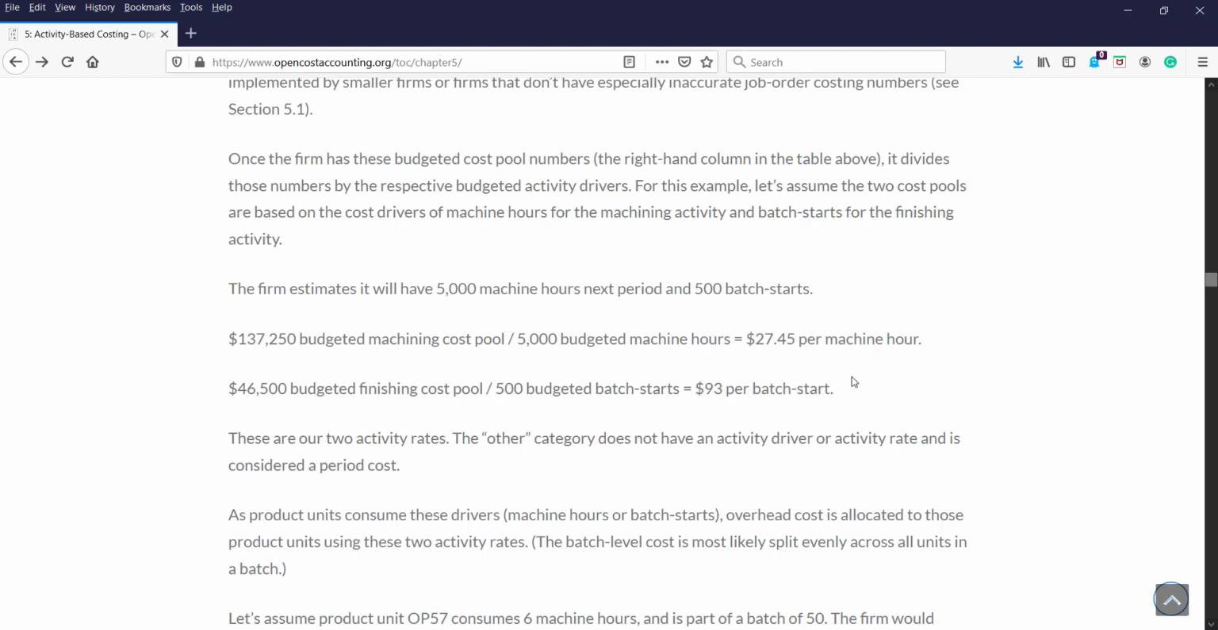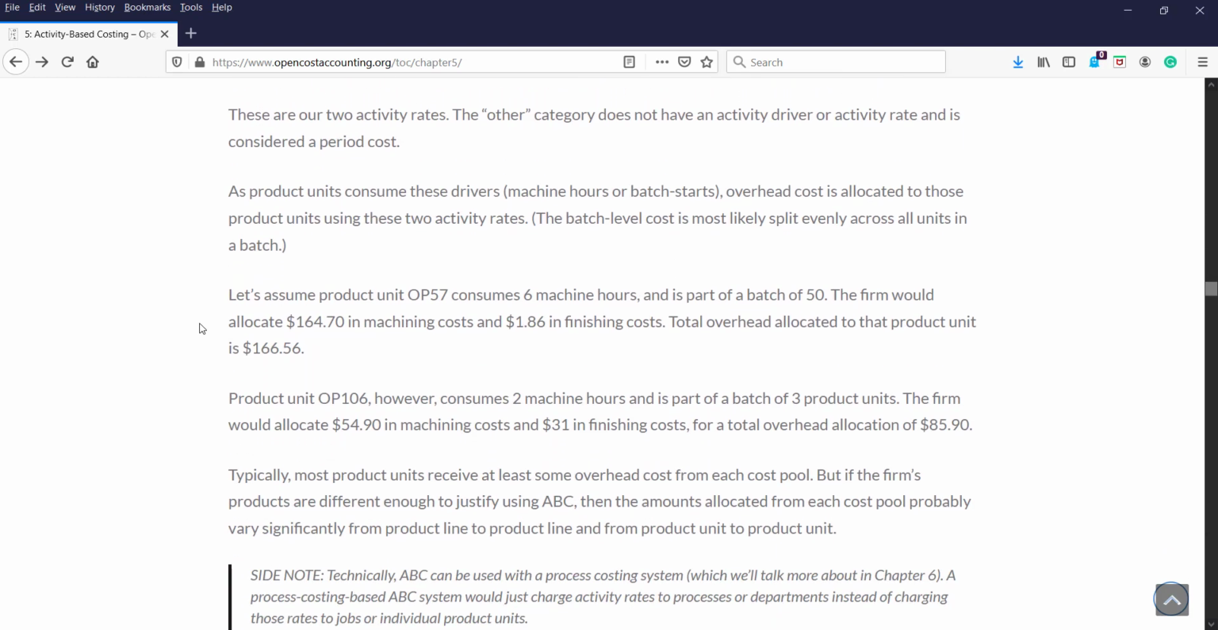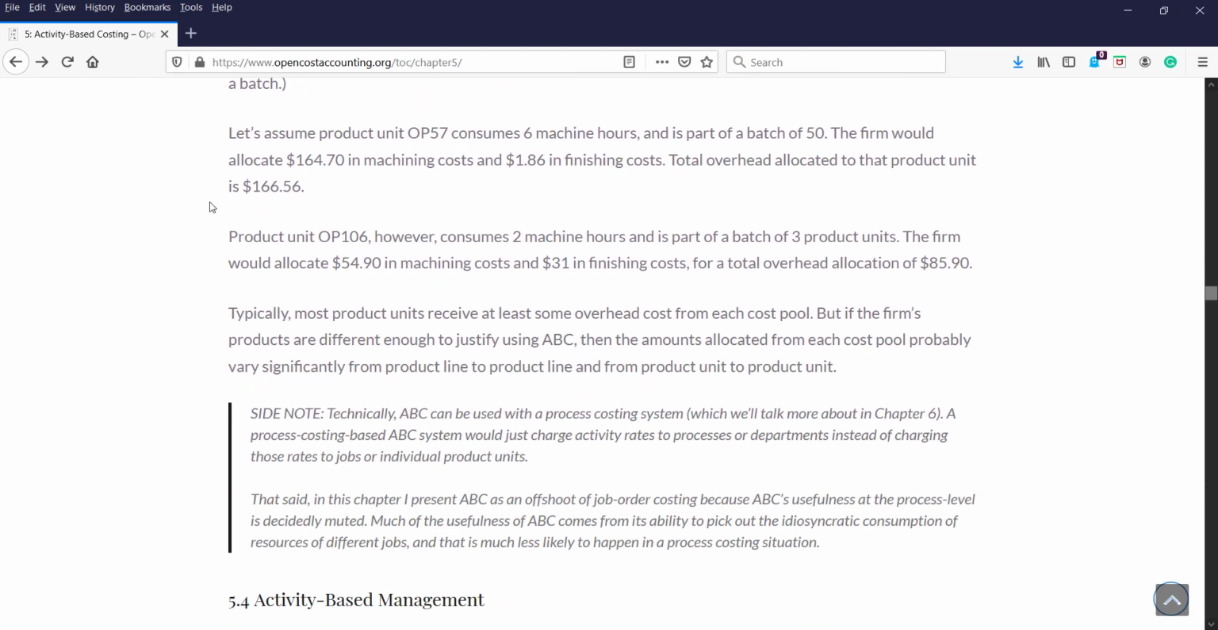And each product unit is going to be charged or allocated or applied this dollar amount per machine hour that it consumes and this dollar amount per batch start that it consumes. And so most likely it will receive a fractional amount of this because I'm assuming batches will have more than one unit in them, but this is the charging rate per batch. So yeah, I'll go through an example of how you apply those. That is the second stage allocation.